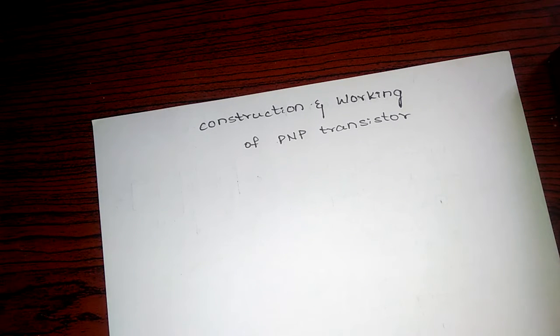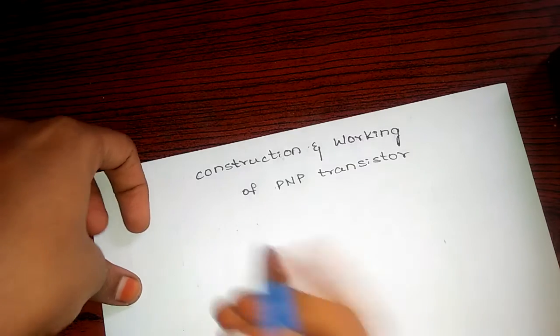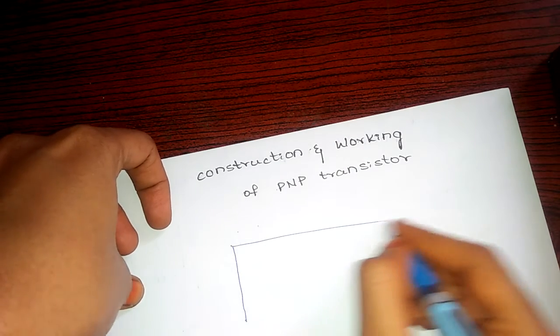Here in this video, let's discuss the construction and working of the PNP transistor. What is the construction and working? Actually, how is the transistor operated? The transistor is mostly operated in the active region. To operate in the active region, we have to give the emitter junction forward bias and the collector junction reverse bias. As we are discussing the PNP transistor, let's see.